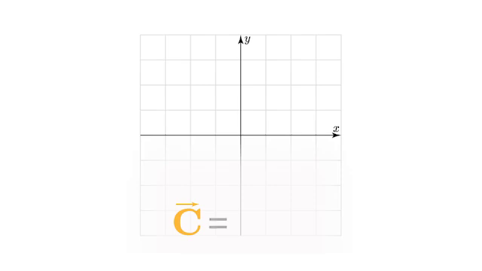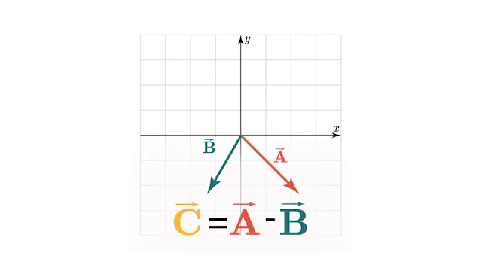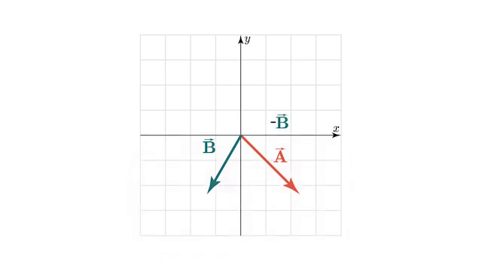Subtraction can be thought of as just multiplication and addition. If I have c is equal to a minus b, I just need to add a to the vector minus b. Minus b is negative 1 times b, which is this vector here. Now I only have to add a to minus b.